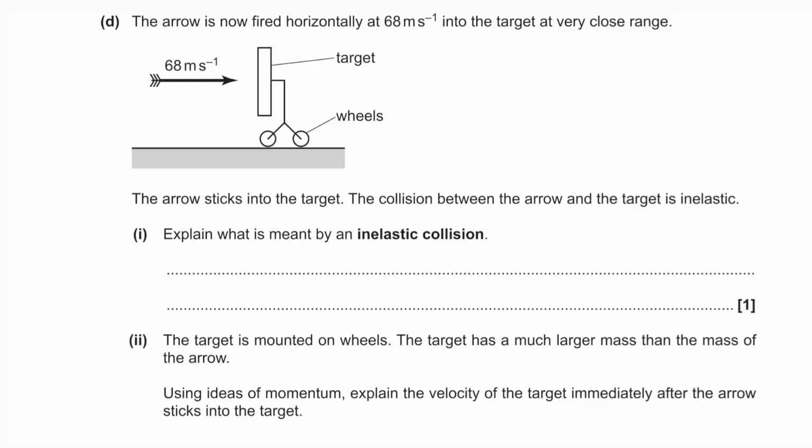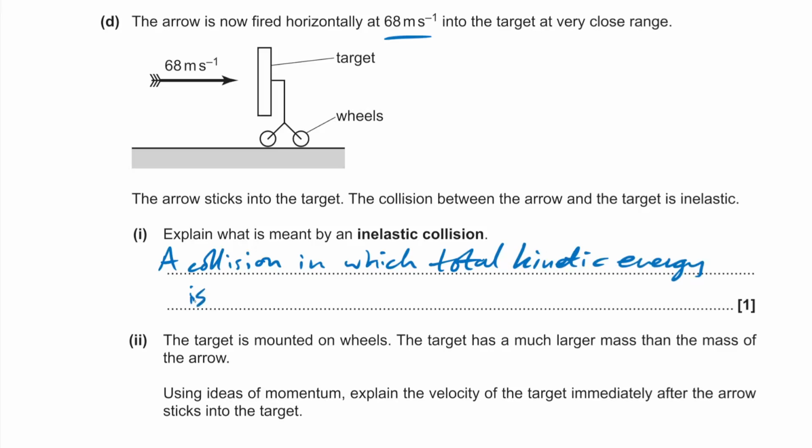Okay, the arrow is now fired horizontally at that speed, sticks to the target. What is meant by an inelastic collision? A collision in which total kinetic energy, not just kinetic energy, we need to say total kinetic energy, is not conserved.